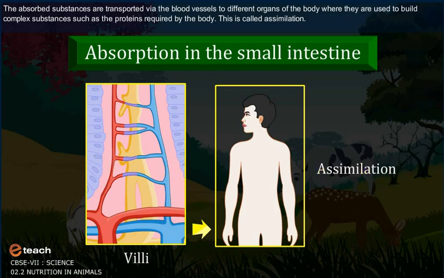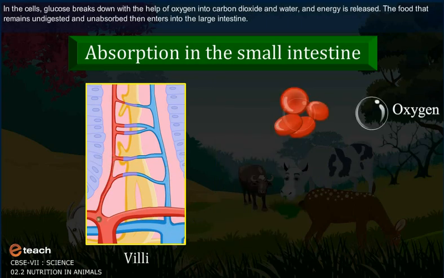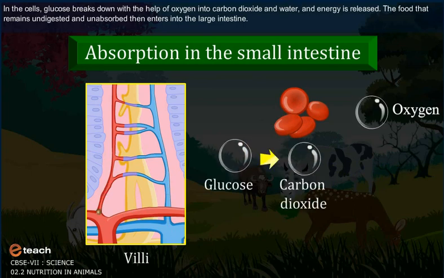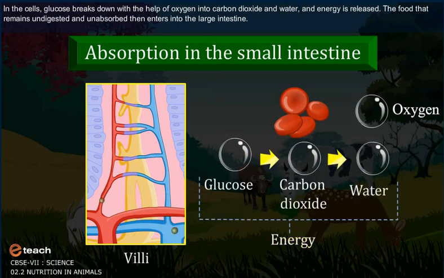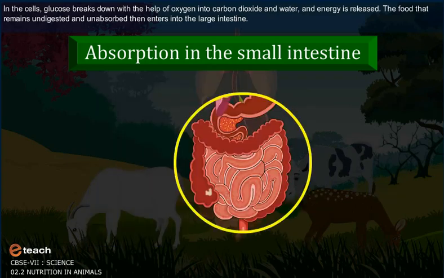This is called assimilation. In the cells, glucose breaks down with the help of oxygen into carbon dioxide and water, and energy is released. The food that remains undigested and unabsorbed then enters into the large intestine.